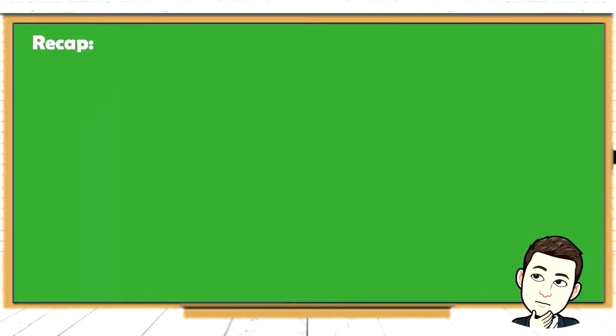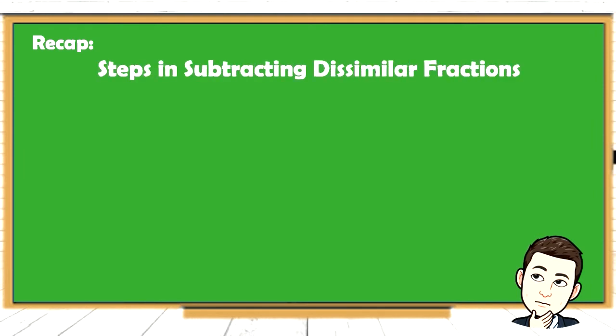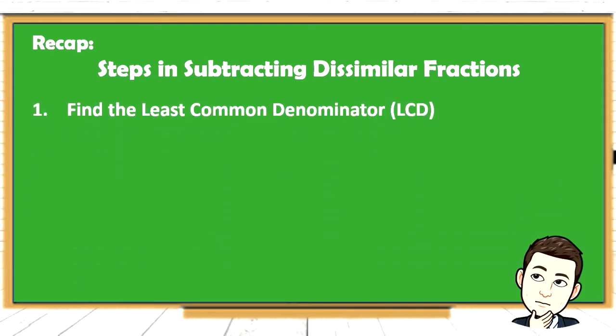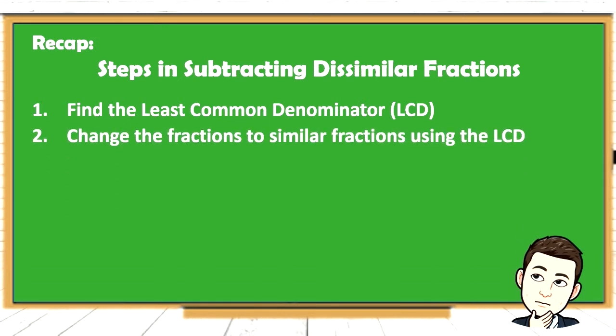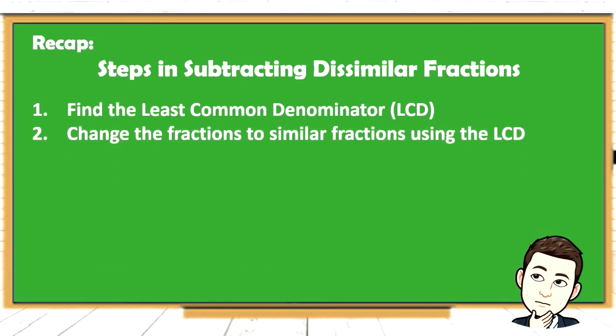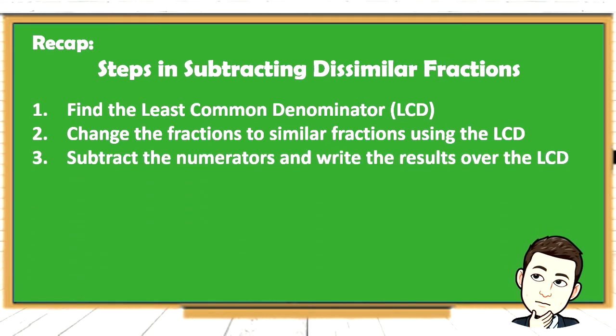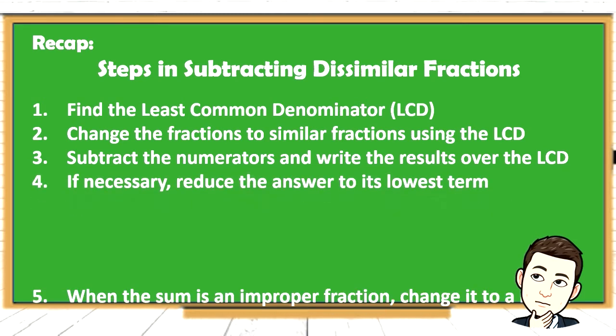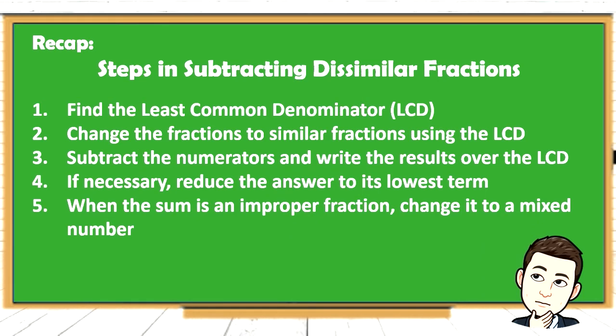Okay, let's have a recap. Steps in subtracting the similar fractions. First, find the least common denominator, or the LCD. Second, change the fractions to similar fractions using the LCD. Third, subtract the numerators and write the results over the LCD. If necessary, reduce the answer to its lowest term. When the sum is an improper fraction, change it to a mixed number.